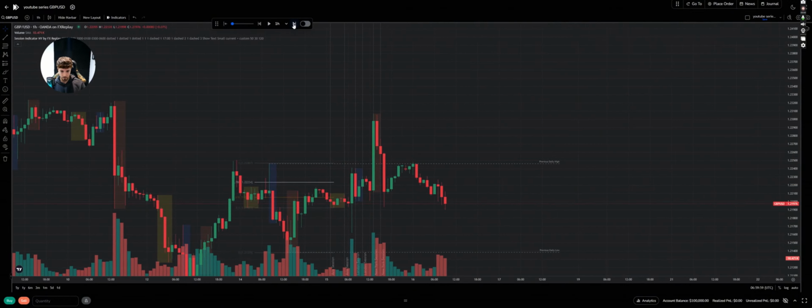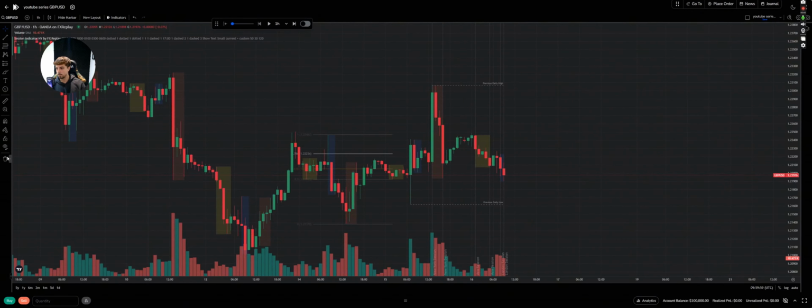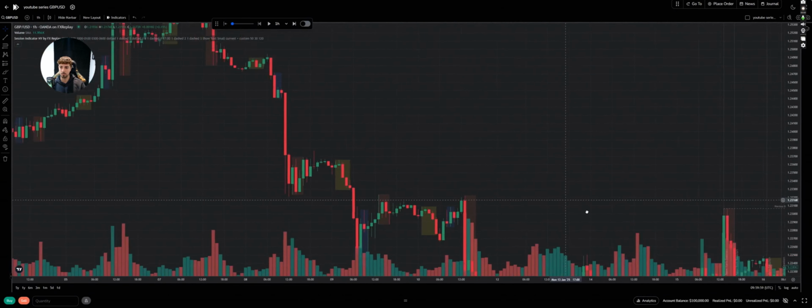Coming into the 16th, no clear bias. Look at this price action, guys. This is what we want to be avoiding. Essentially, we don't want to see price trending sideways. We want to see price like.